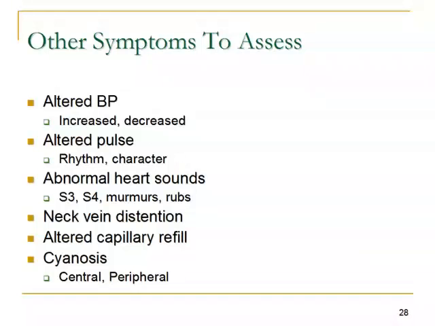Patients may have altered capillary refill. It could be central, where you would see it in the lips, the buccal mucosa, under the tongue, that type of thing. That's usually a later sign of hypoxia. Or they could have peripheral cyanosis, which is what we look at with the earlobes, the tip of the nose, the fingernail pressure, and that type of thing.